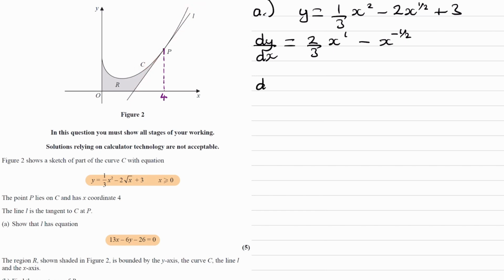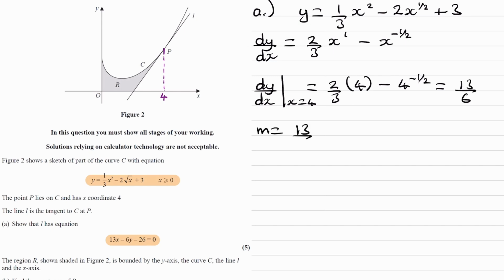So what we can do is put an x coordinate of 4 into our gradient function. That will tell us the gradient of the curve at P, and therefore the gradient of the tangent at P. So put in 4 into this gradient function, and that gives us 13 over 6. Okay, so we have our gradient. Gradient is equal to 13 over 6. We have our x coordinate for point P. I'll call that x1. That's equal to 4.